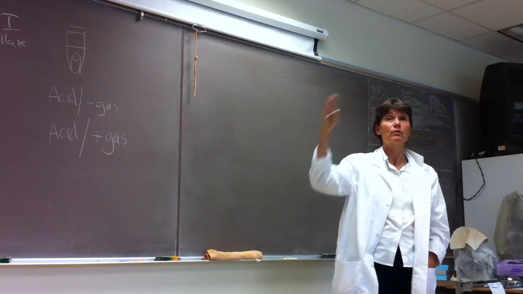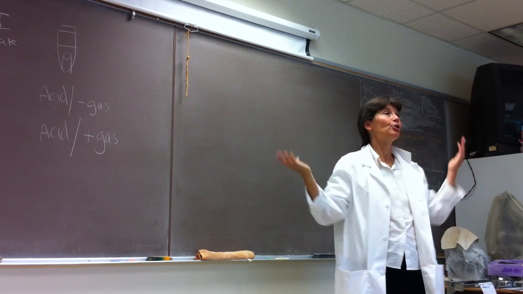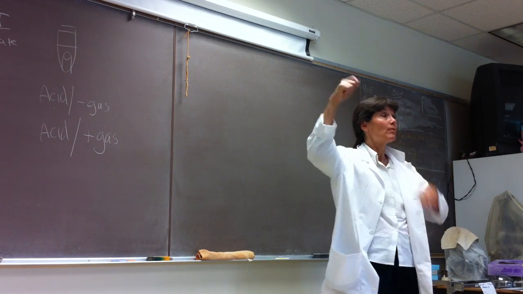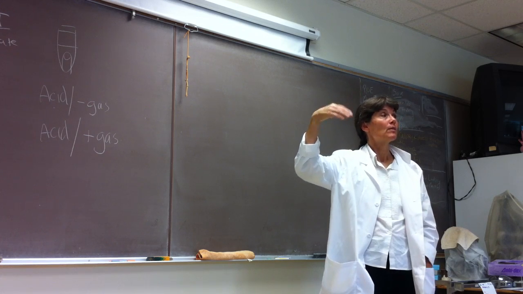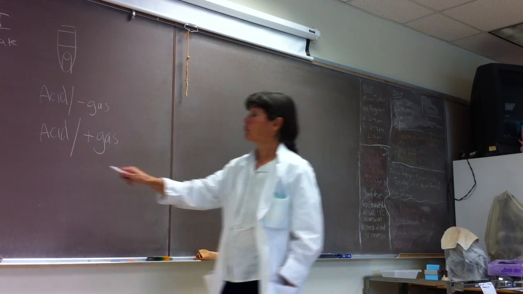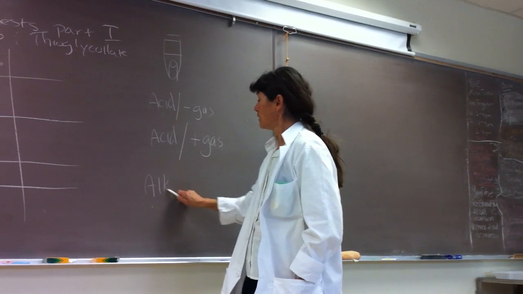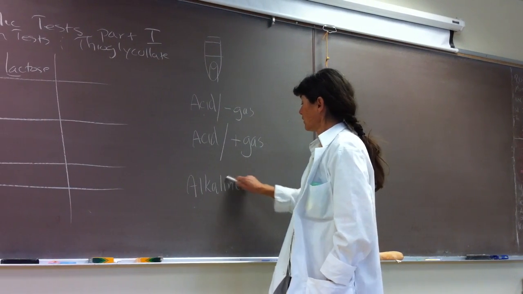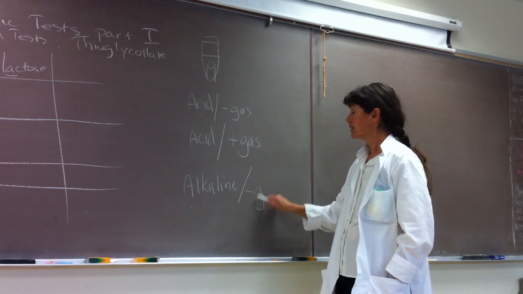Because if you had a failure of transfer, if the cells didn't grow, you'd have to start all over again, right? You have to make sure your cells actually grew. If the media is red, we say it's alkaline. Okay, and there should never be gas.